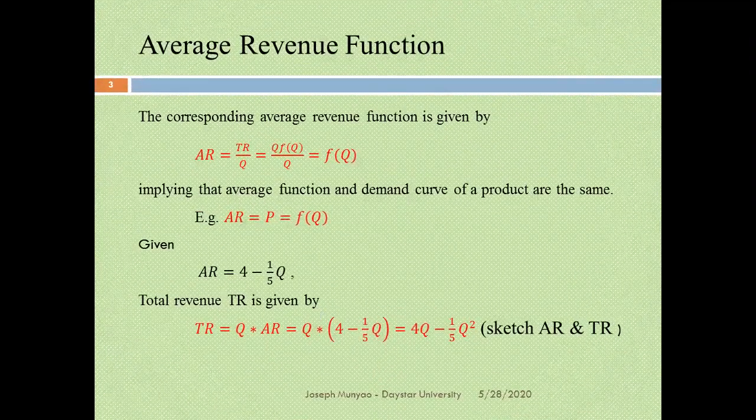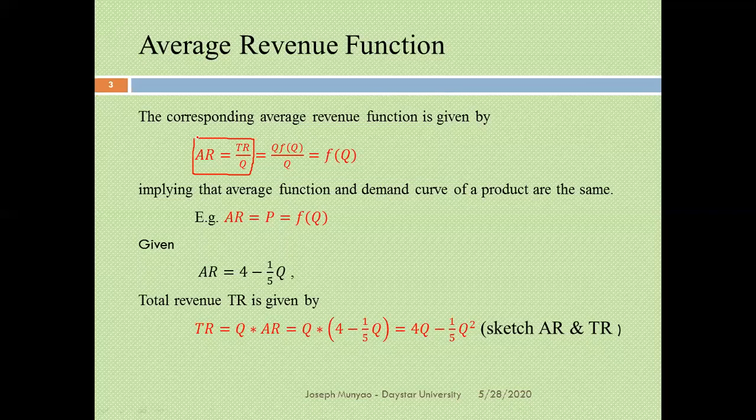Now, there is what we call the average revenue function. The average revenue function is simply the average of the total revenue. So to get the average, you simply take the total revenue and divide by Q, that is the quantity demanded.